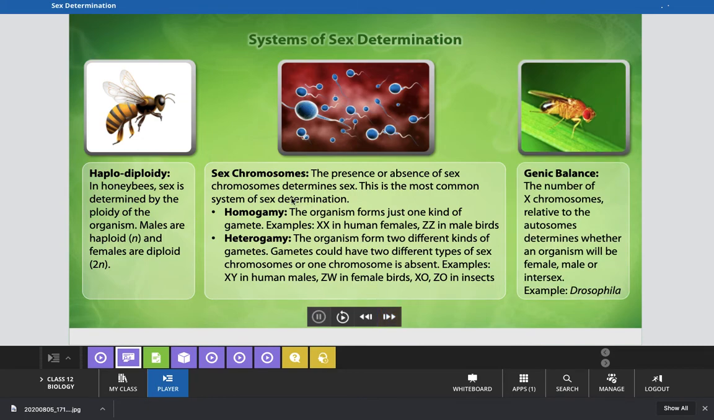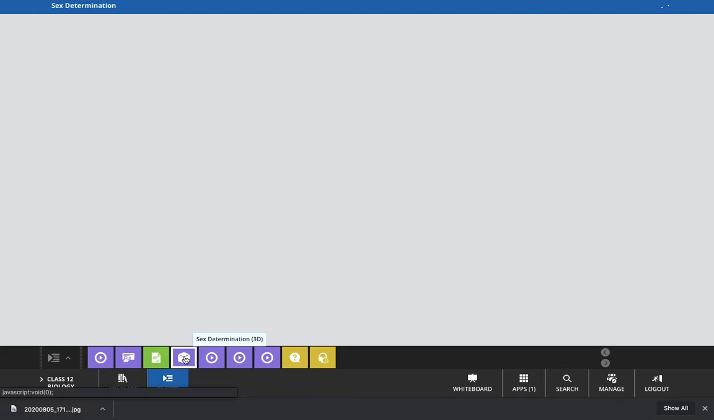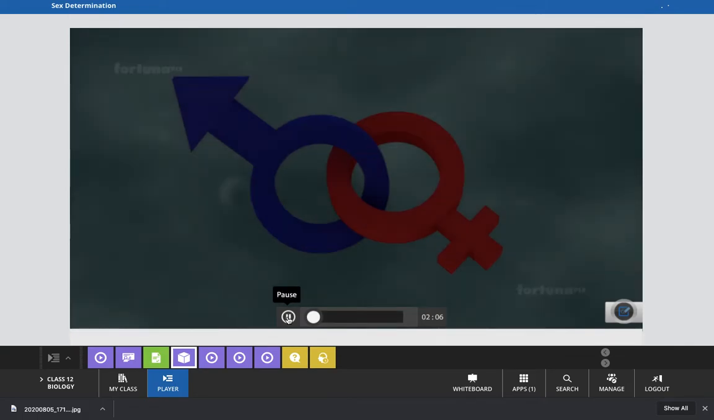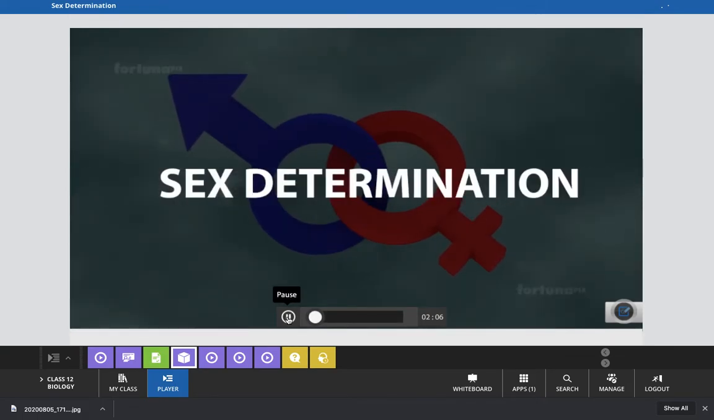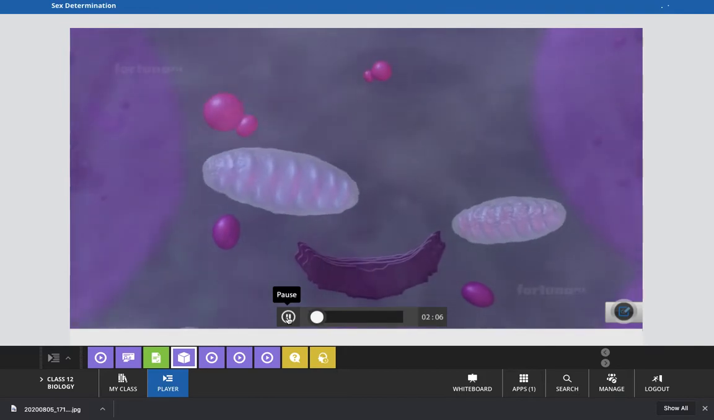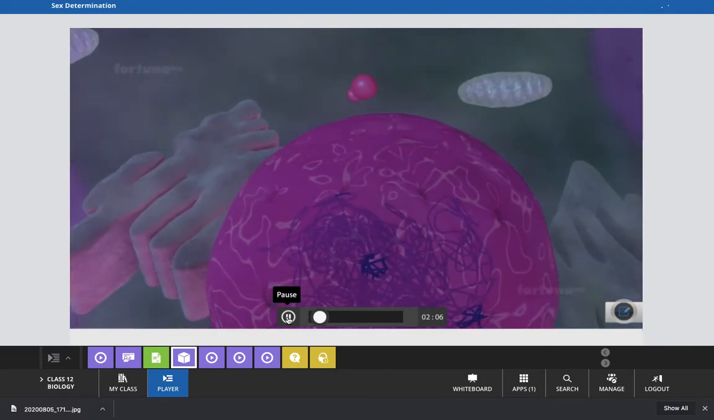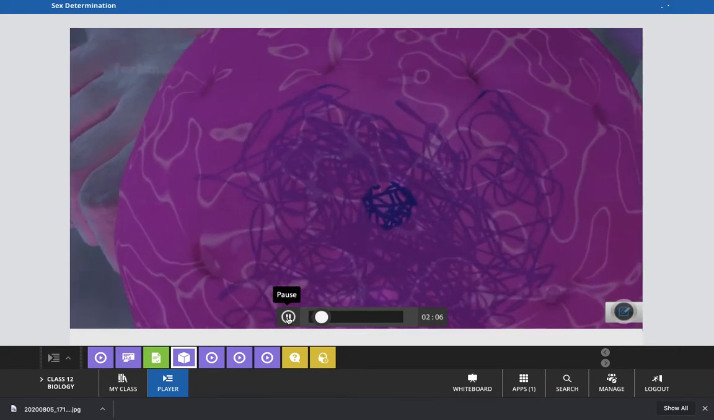Now, in case of honeybees, there is a different system of sex determination, that is haplodiploidy, that you will study in later classes. And now, with the help of this video, you will be able to understand the concept of sex determination in a better way. Sex determination. The sex of an organism is determined by specific chromosomes called sex chromosomes.